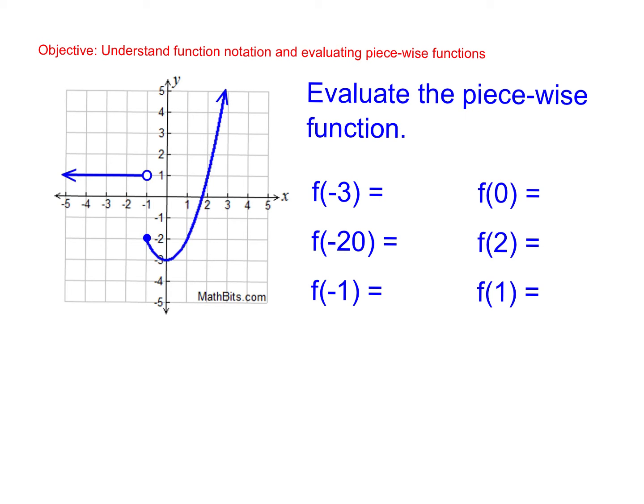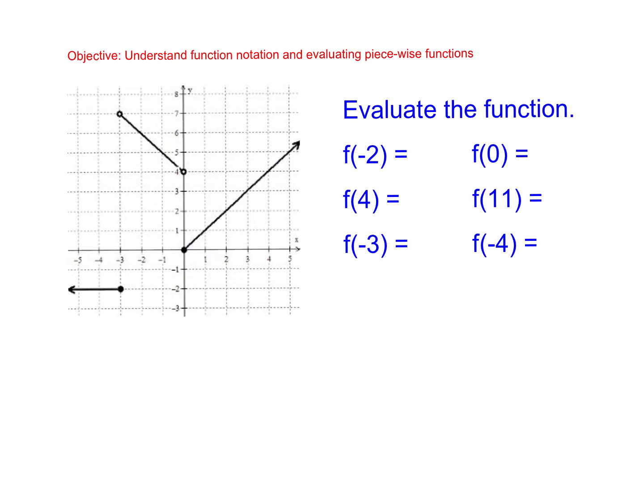Okay, so evaluate. So go to my x value, negative 3, what's my y value? So pause and try these. So for negative 3, I get 1. Negative 2, I get 1 because of that arrow. Negative 1, I'm going to go to the closed dot, so that's negative 2. For 0, the x value, I get negative 3. 2, my y value is 1. And 1, my y value is negative 2. And that's it. Pretty straightforward.